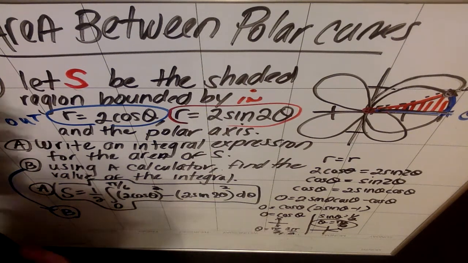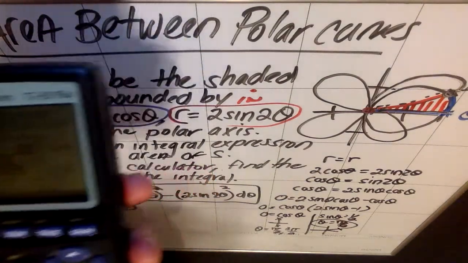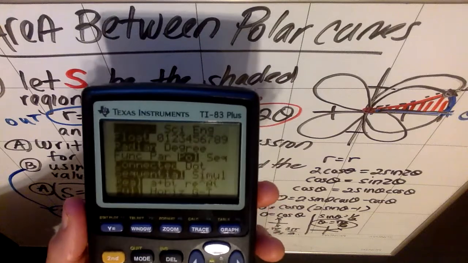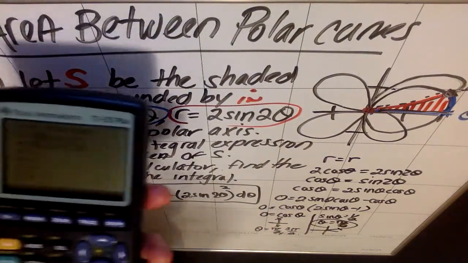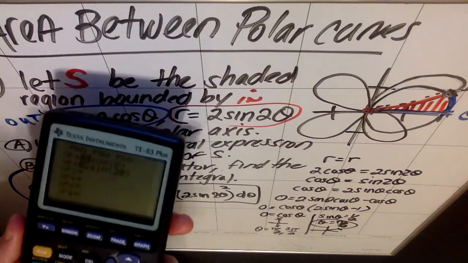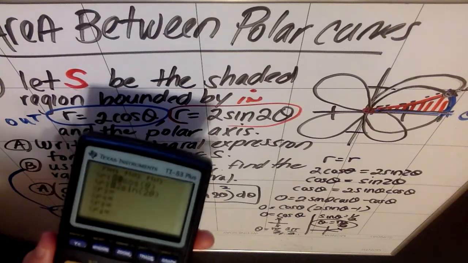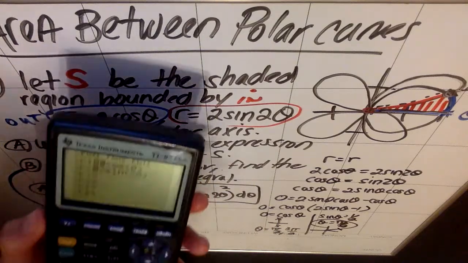It's just typing. So what I'm going to do is make sure when I go to mode, I'm going to be in radian, as always, and I'm going to be in polar. When I go to my y equals, I'm going to put my r1 as the first function. I always put them in the order they're given to me. You don't have to, but that way I always know what order I'm working with. So I made r1 the 2 cosine theta. I made r2 the 2 sine 2 theta.